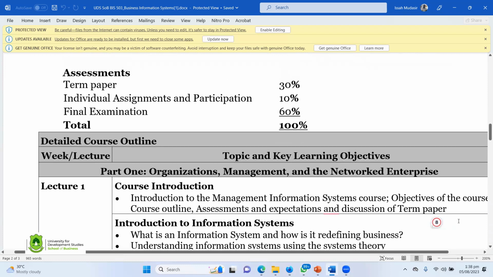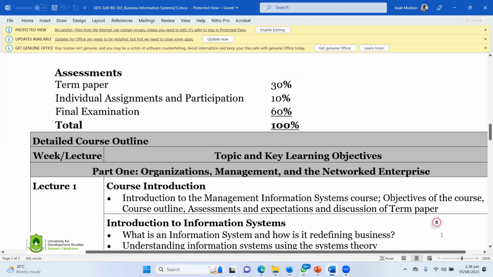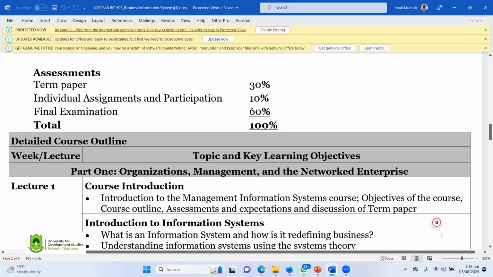How are you going to be assessed? You will be assessed on a number of bases. There will be quizzes, there may be presentations, there may be take-home assignments and all that. All that will constitute 40%.